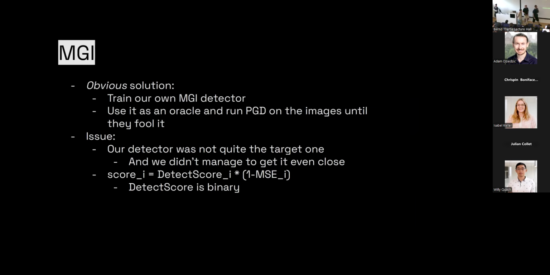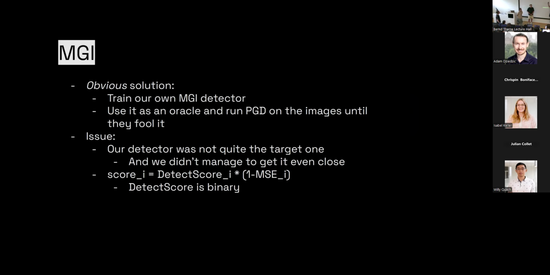So for the second task, basically we started with what we think was the expected solution. We tried training our own detector and then using it basically as an oracle to perturb the original images and try to minimize the mean error while still fooling the detector. However, we never managed to train a good detector. Our detector throughout the whole experience was terrible, and I don't even want to talk about it.